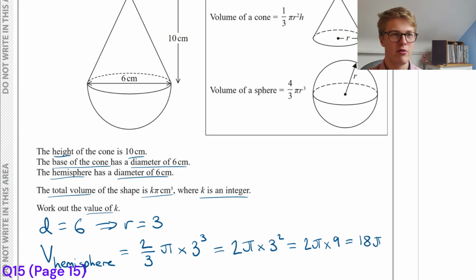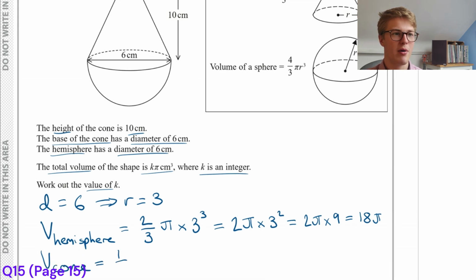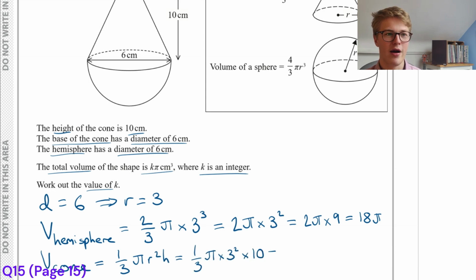The volume of the cone is a third pi r squared times h, and replacing our values for r and h, we get a third pi times 3 squared times 10, which simplifies to 30 pi.